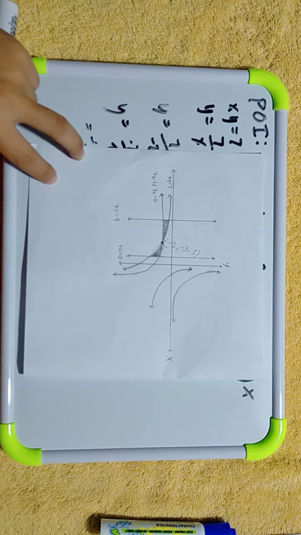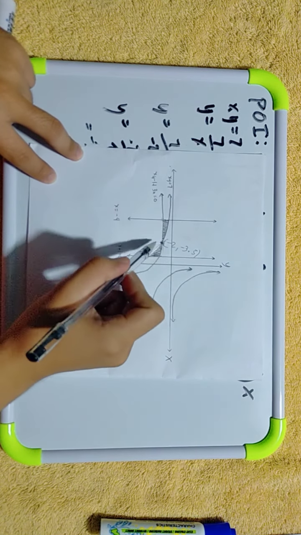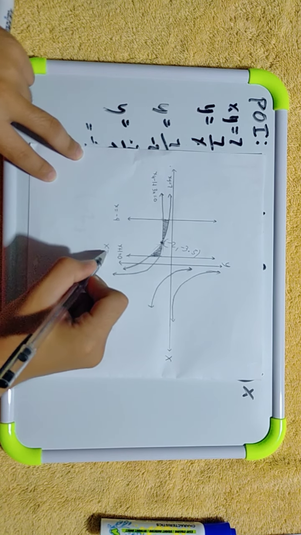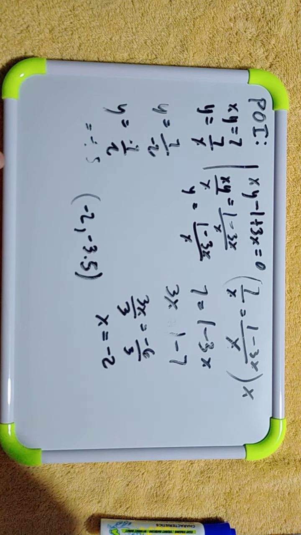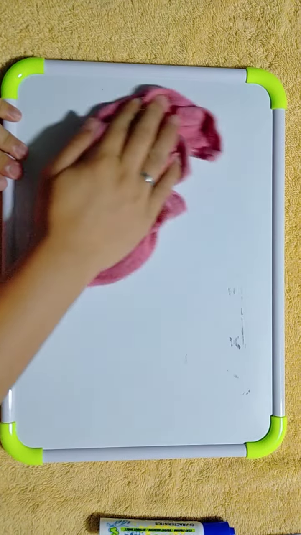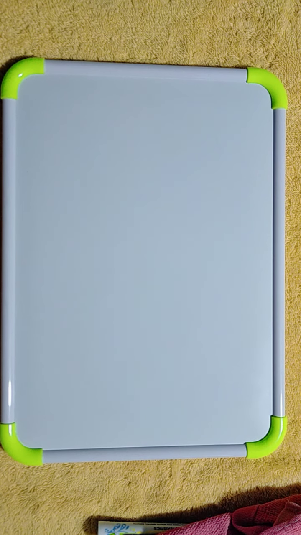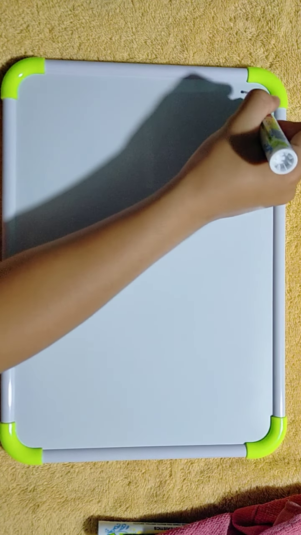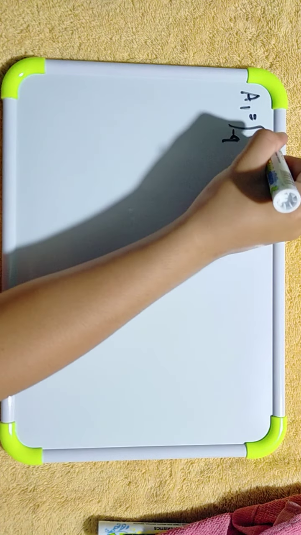And then alam naman na natin kung ano yung ating limits, which is yung negative 4 to negative 2, and then negative 2 to negative 1. So ito is x is equal to negative 1. So burahin na natin to. And then yung area 1 natin, sabi ko nga kanina, yung limits natin is negative 4 to negative 2.